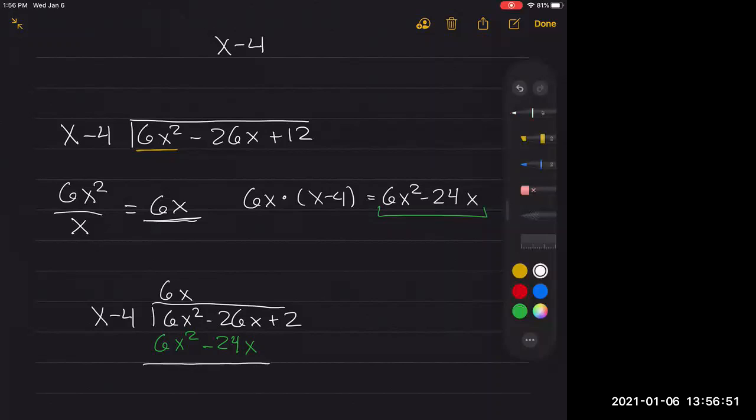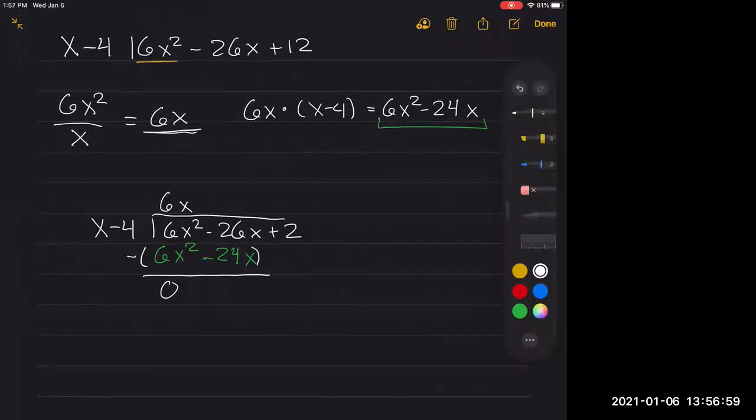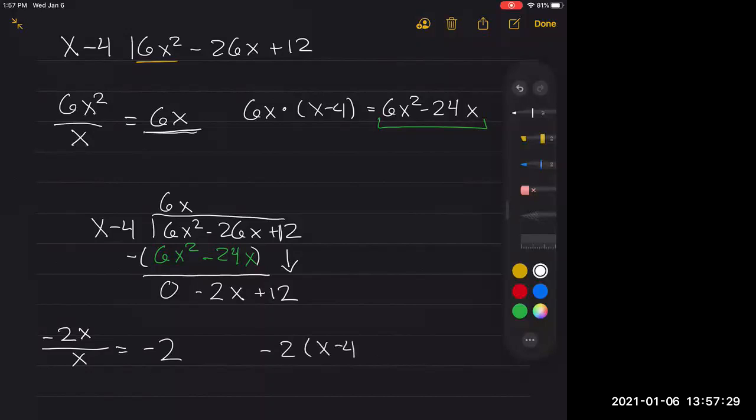And then we're going to subtract. We're going to subtract this whole thing. So then we will get a 0, and then we will get a minus 2x. All right. And then, oh, whoops, I accidentally wrote a 2. This should be a 12. All right. And then we're going to bring this 12 down. And now we repeat our steps. So this time we have minus 2x divided by x, which just equals minus 2. And then we have minus 2 times x minus 4, which gives us minus 2x plus 8.